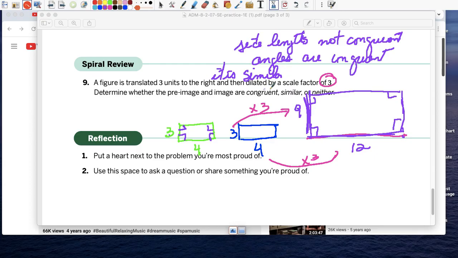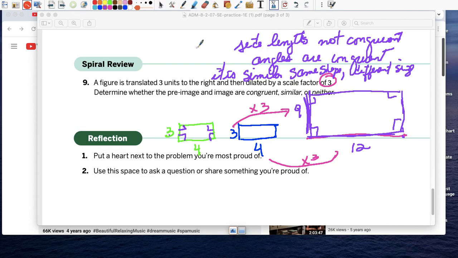Because although it's not the same size, it's similar. It's the same shape. And although different size, what do we talk about? The side lengths were multiplied by the same scale factor. And the ratio of 2 sides here and their corresponding sides are equal. Done.